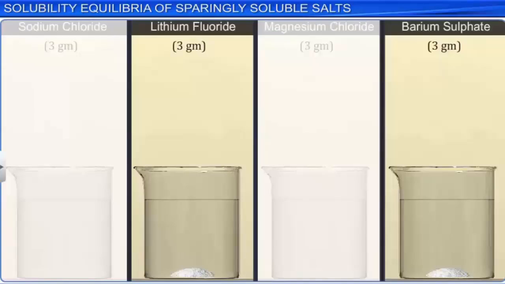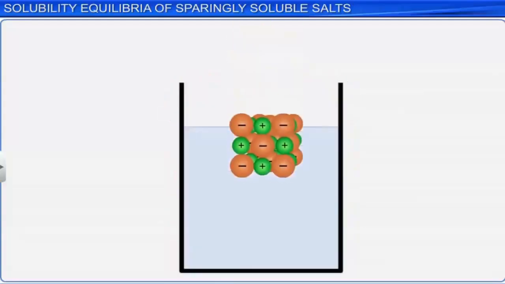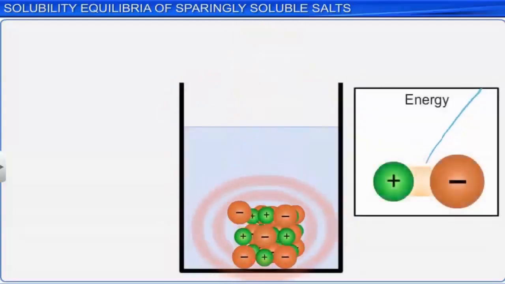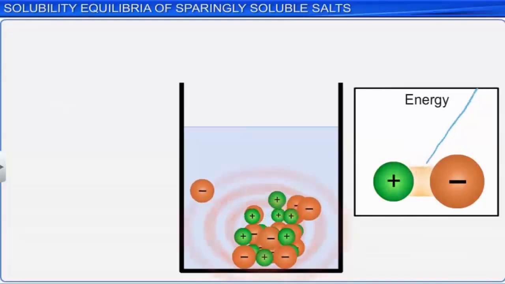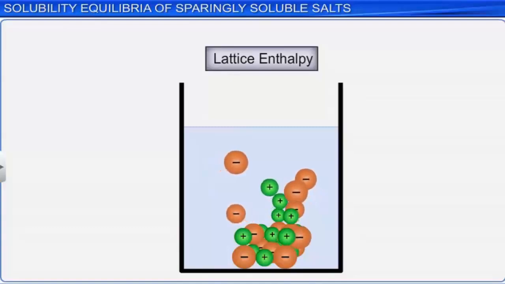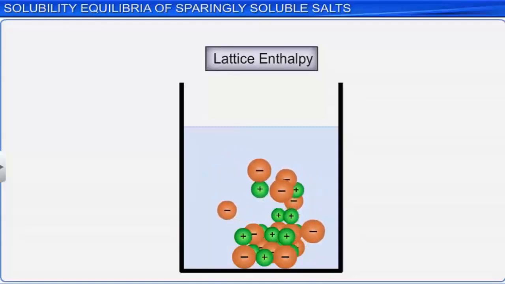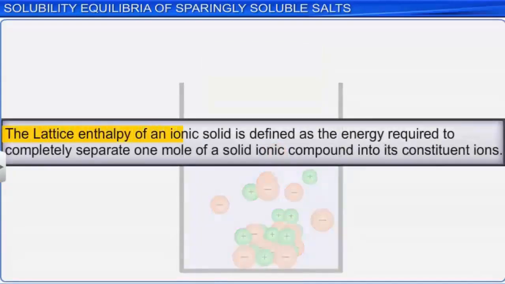The ions in an ionic solid are held together by strong electrostatic forces of attraction. For its dissolution in the solvent, energy is required to overcome the attractive forces between the ions. This energy is called the lattice enthalpy. Let us once again recap the definition of lattice enthalpy that we have already learnt. The lattice enthalpy of an ionic solid is defined as the energy required to completely separate 1 mole of a solid ionic compound into its constituent ions.